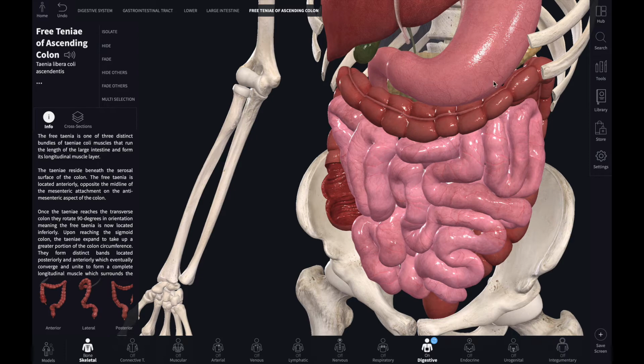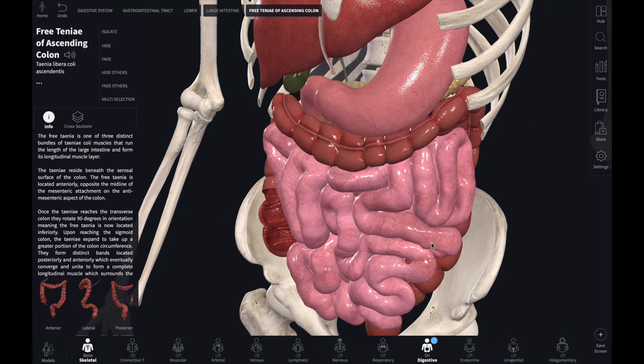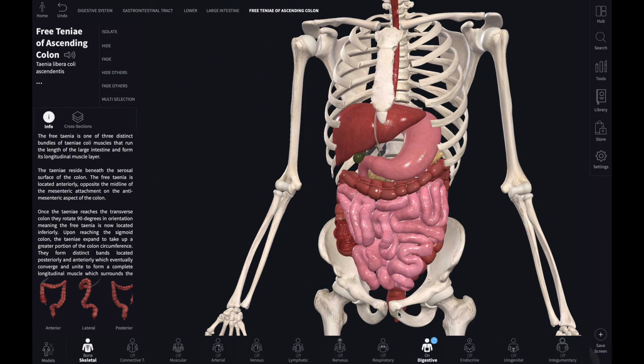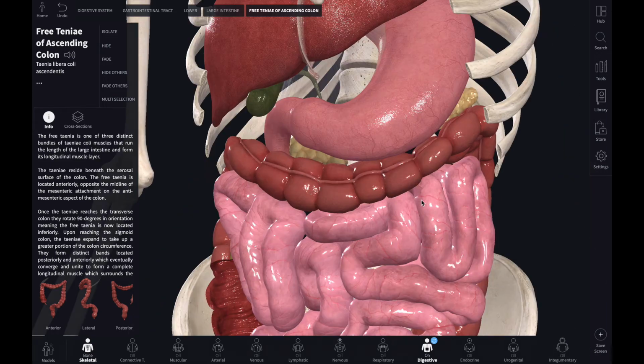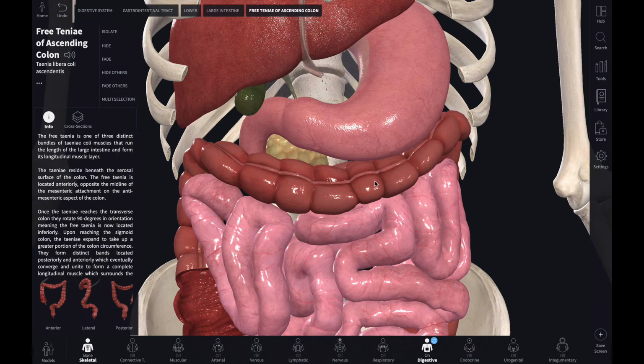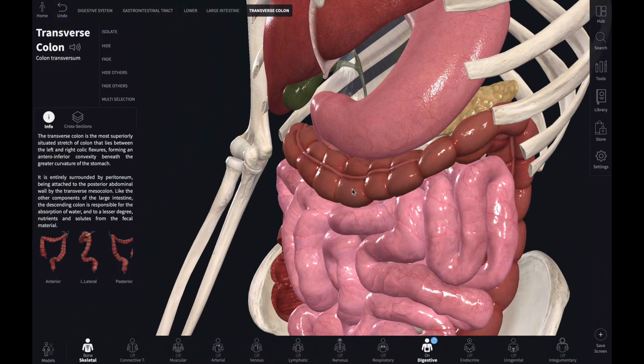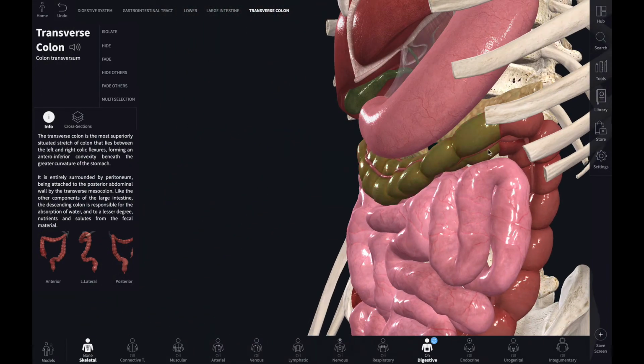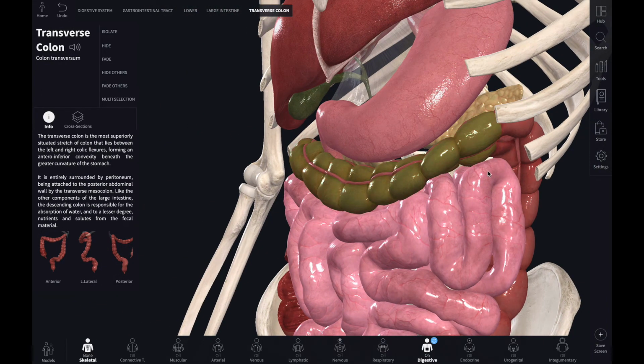Up to this medial 2/3, the midgut is supplied by the superior mesenteric artery, whereas from this point till the anus it is supplied by the inferior mesenteric artery. So this is what you have to know.